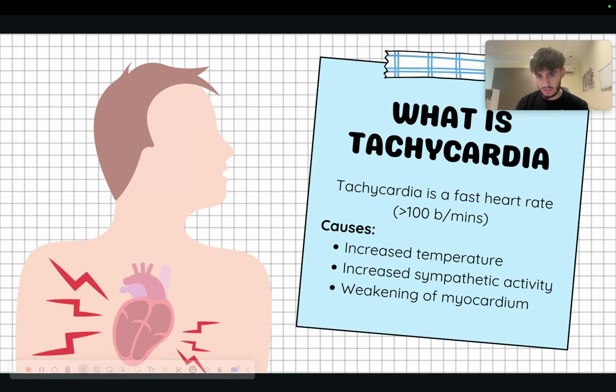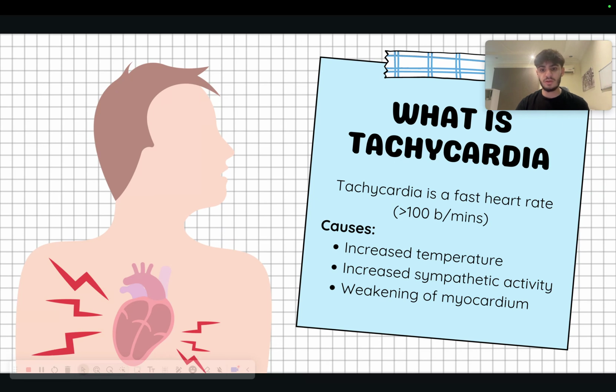So the first cause is increased temperature, and the second cause is increased sympathetic activity, which we took earlier in other lectures, that it's caused by norepinephrine. Norepinephrine is the reason our heart starts beating really quick. And the third is weakening of myocardium.